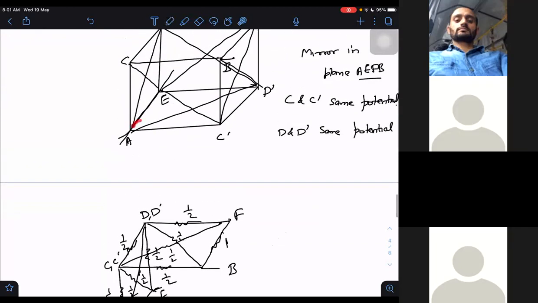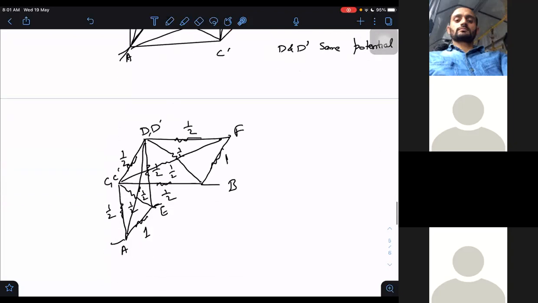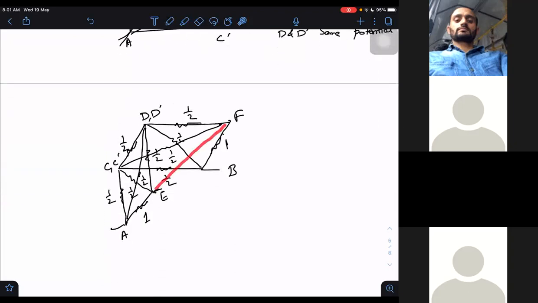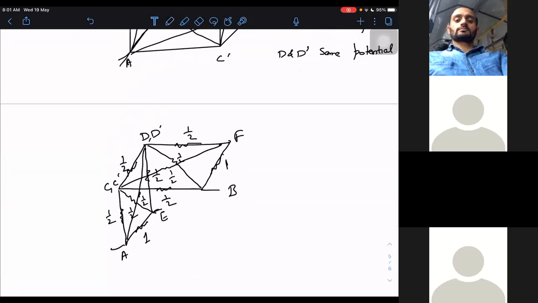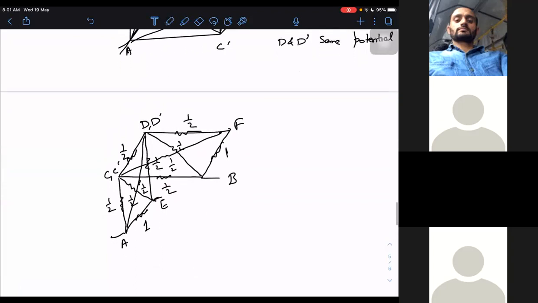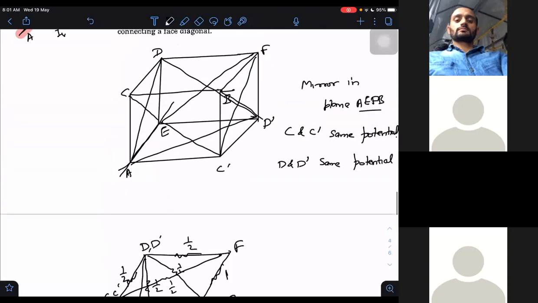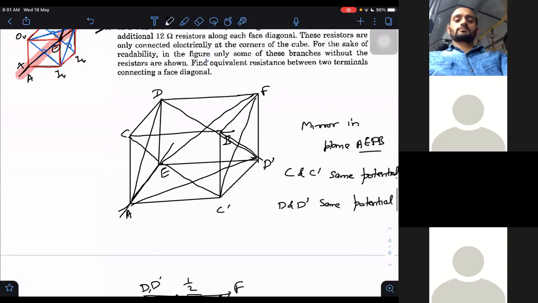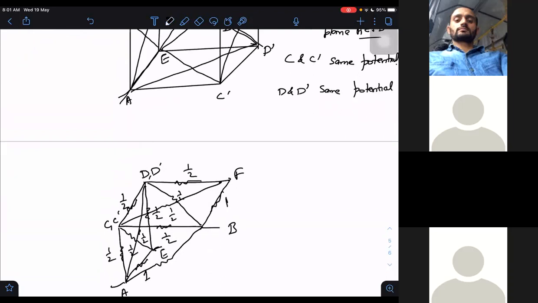In R by 2, one is along AB also, and EF. E to F also I have to connect, and A to B also I have to connect. What is along AB? 1 by 2. Why 1 by 2? It is lying on the mirror. It is not 1 by 2, it is 1 only.